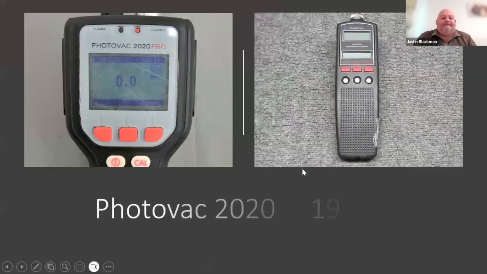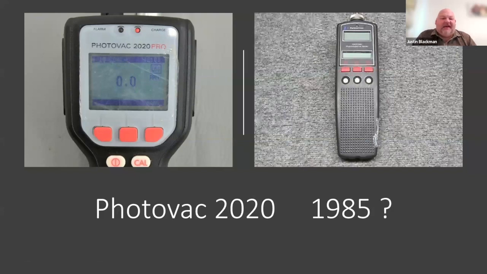Moving on from there, around about 1985, I couldn't find a first sales date, but Photovac were the first people to put a digital handheld unit out there. Again, an advancement. It was now handheld, digital, battery powered, so much better than the HNU 101. The first instrument that really looked like a true handheld PID of today. But look at that, that was back in 1985.